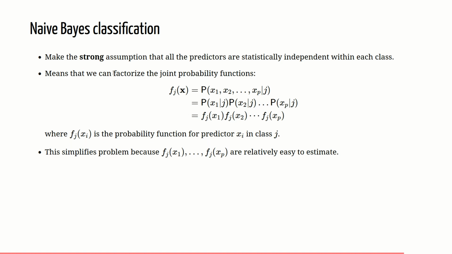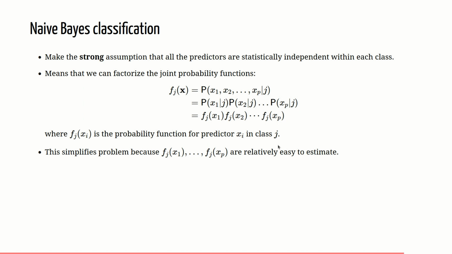Okay, and in terms of the maths, what happens is that the f_j is the joint distribution of all of the predictors given the class. Then we can factor that into the marginal distribution of each predictor given the class, and then just multiply them all together.